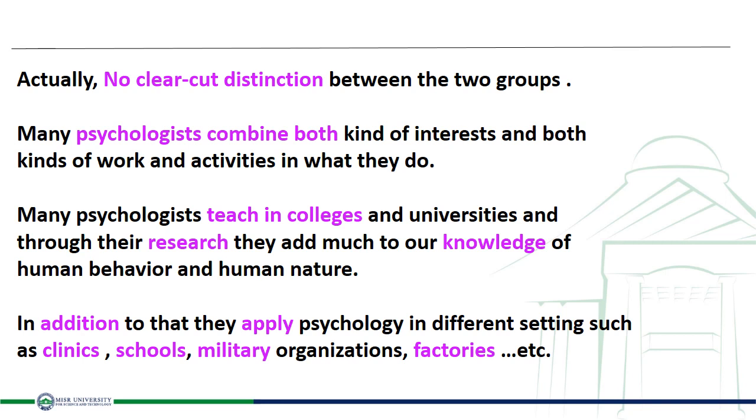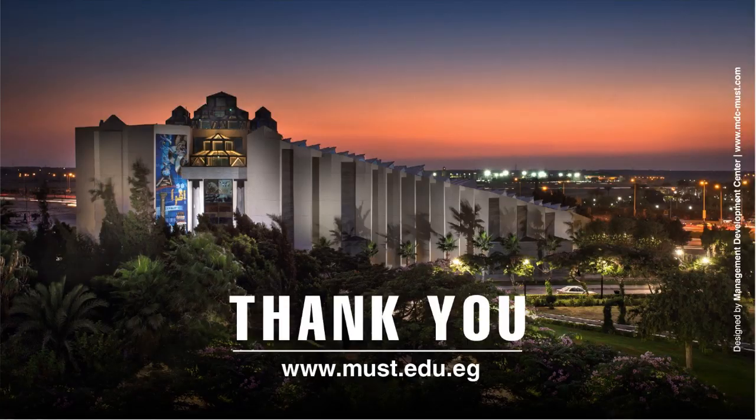After clarifying the difference between basic psychology and applied psychology, now we have to clarify some about the subtypes of each one. Pure basic psychology has many subtypes, and we will cover only six subtypes. And also applied psychology involves many subtypes, and we will cover some of these subtypes in the following slides.